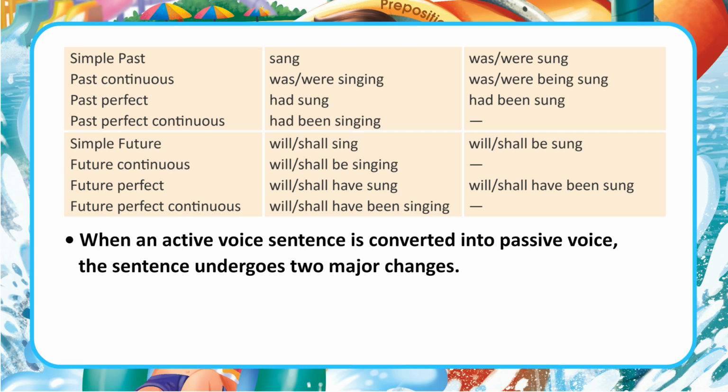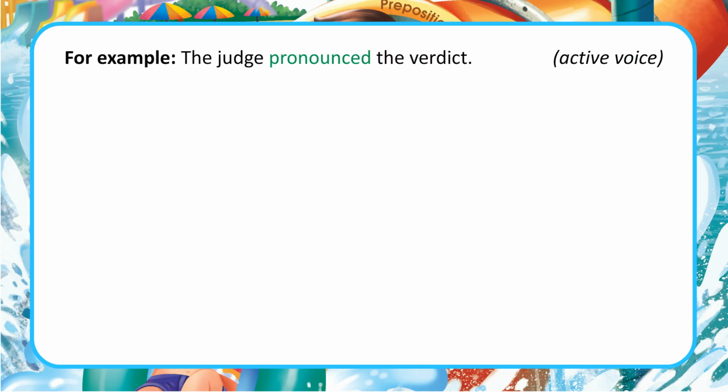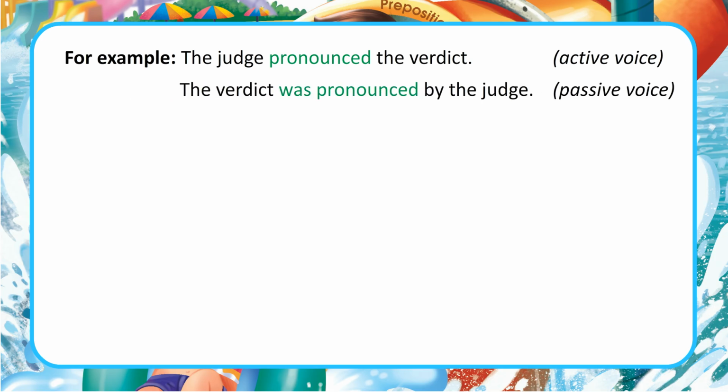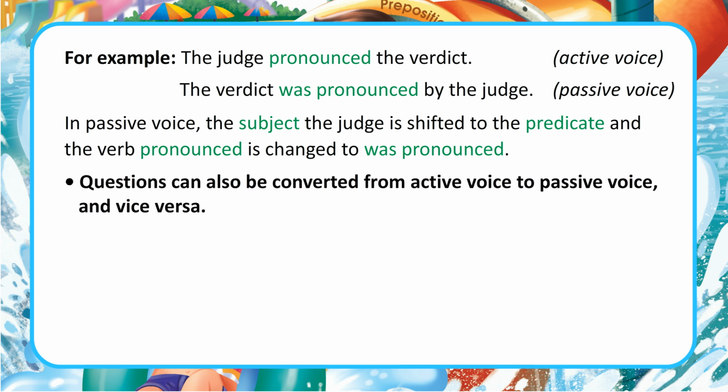When an active voice sentence is converted into passive voice, the sentence undergoes two major changes. The subject becomes the predicate. The verb is changed into past participle. For example, the judge pronounced the verdict. Active voice. The verdict was pronounced by the judge. Passive voice. In passive voice, the subject, the judge, is shifted to the predicate and the verb pronounced is changed to was pronounced. Questions can also be converted from active voice to passive voice, and vice versa.